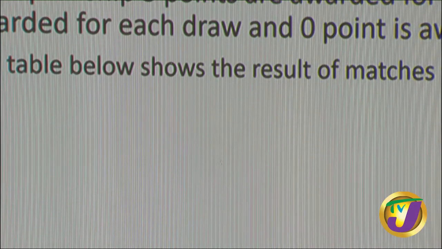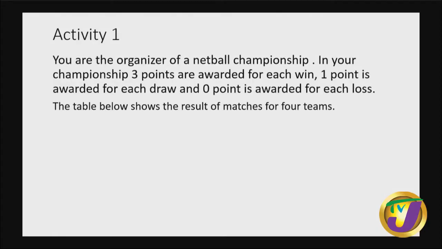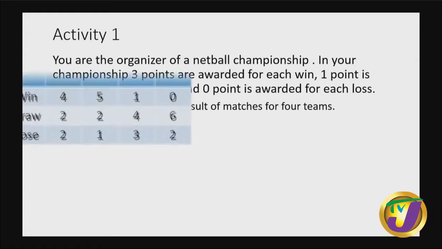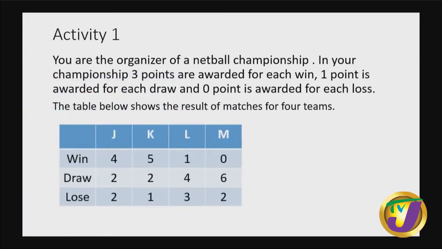So Tamika, you're organizing a netball championship. You're not a coach, you're an organizer. In your championship, 3 points are awarded for each win, 1 point for each draw, and 0 points for each loss. Now, the table is showing the results for matches that were played by 4 teams. So we have here Team J, Team K, Team L, and M. And we can see from the table how many wins.